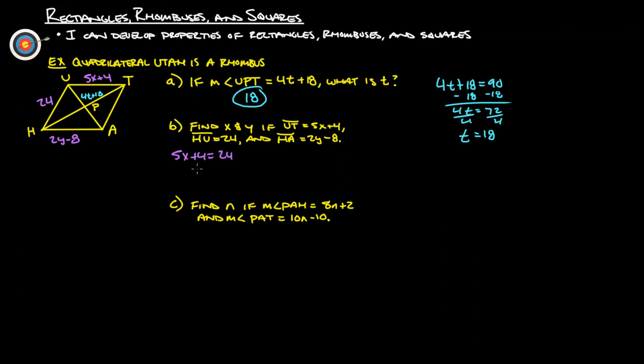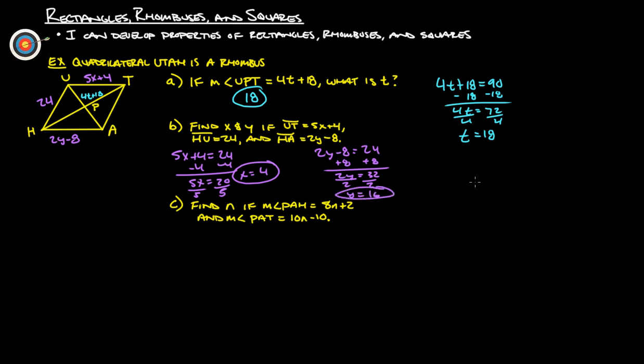Now let's solve this. Subtract 4 from both sides. 5x equals 20. Divide both sides by 5, and we get that x equals 4. Then we can also figure out what y is, doing the same thing here. We know that 2y minus 8 has to equal 24. So we add 8 to both sides. 2y equals 32. Divide both sides by 2, and we get that y equals 16.